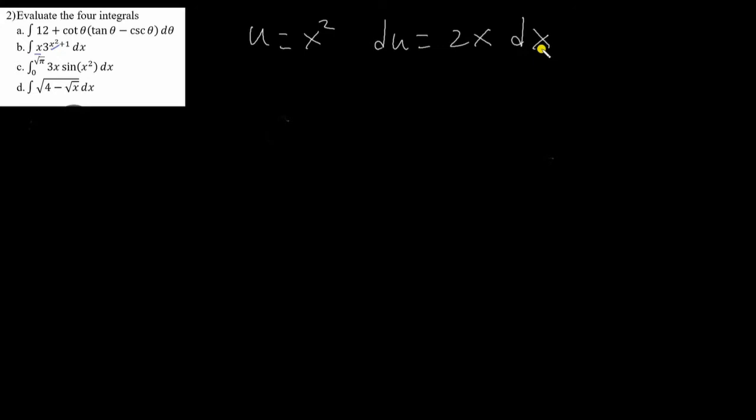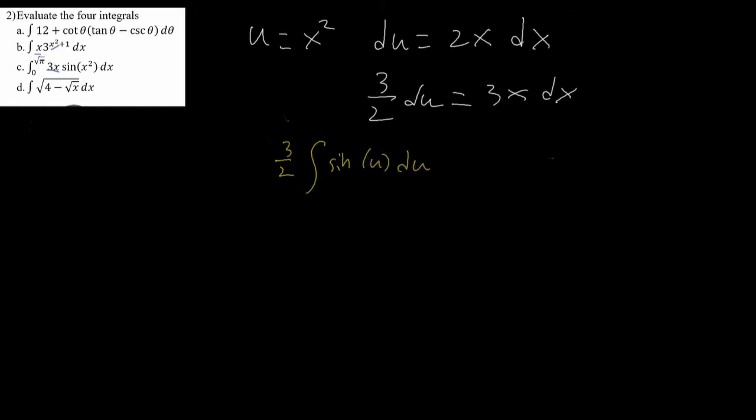And then looking at the integrand here, we have 3x, not 2x. So to make this a 3x, I'm going to multiply both sides by 3 over 2, meaning 3 over 2 du equals 3x dx. And then now I can substitute that back into here. Since we're doing u-substitution, I'm not going to write the bounds right away. I'm just going to say this is equal to 3/2 times the integral of sine of u du.